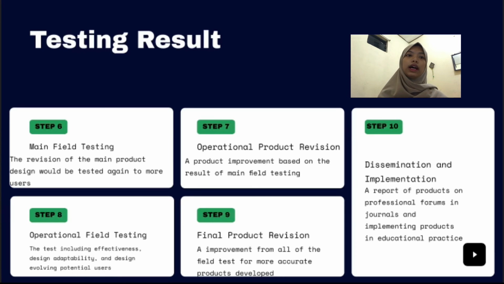Okay, and the last, final product revisions. This step is improvement from all of the field tests. Improvement of the final product is deemed necessary for more accurate products developed. In this step, a product should include all of the needed effectiveness, design, adaptability, etc., so that the users can use it comfortably. And the last but not least, the tenth, dissemination and implementation.